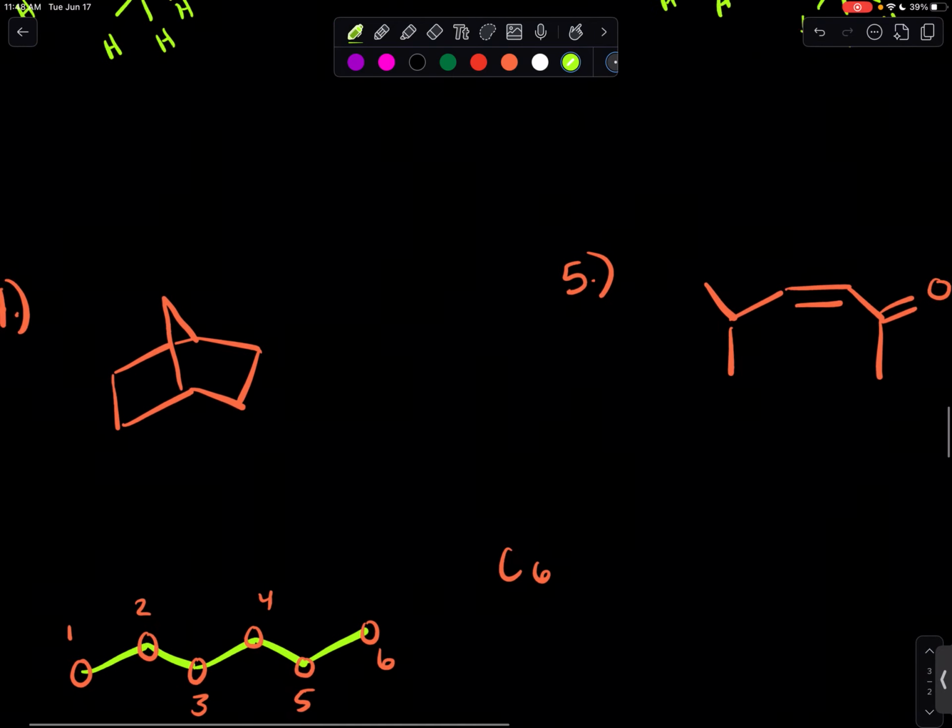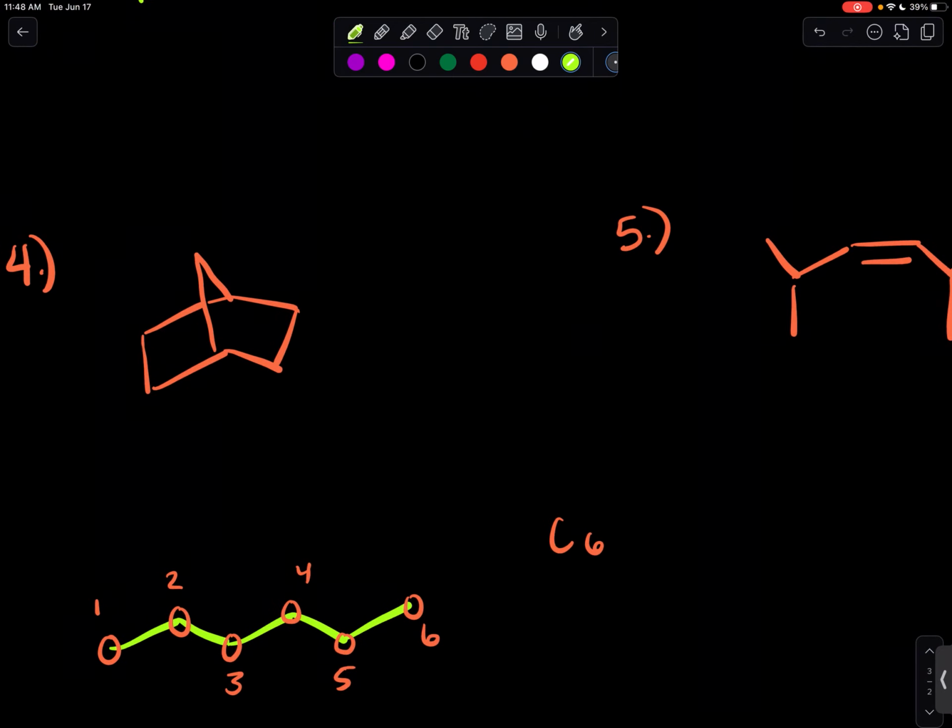Let's take a look at this structure. This is a bicyclic structure. Each corner will represent a carbon atom. That rule doesn't change. So let's count the carbons. 1, 2, 3, 4, 5, 6.